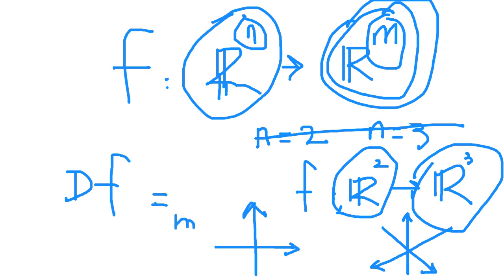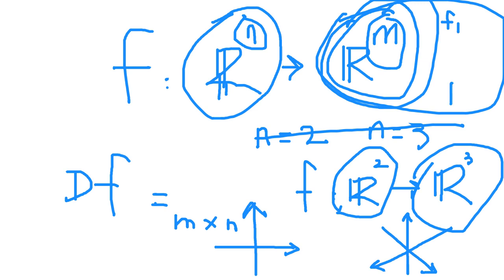Why? Because in the codomain, you have M components. You have M directions, M axes, whatever you call it. You may have F1, F2, up to Fm. Remember that? Now your domain has n axes, n components, or n variables. You may call them x1, x2, up to xn.